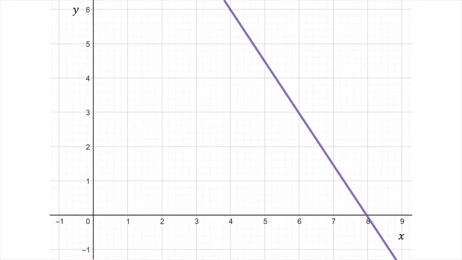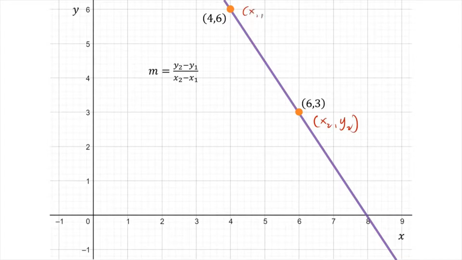Now, how about this line? We expect that the slope of this line is negative because it's going downward as it goes from left to right. Say we choose 2 points, (4, 6) and (6, 3). Solving for the slope, let's say this is our x2, y2, and this is x1, y1. Substituting the values, you get 3 minus 6 over 6 minus 4, and it results to negative 3 over 2.